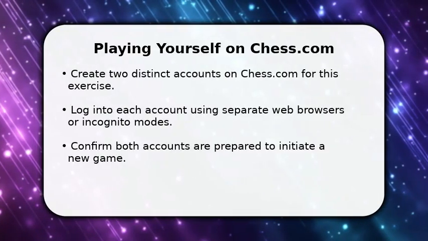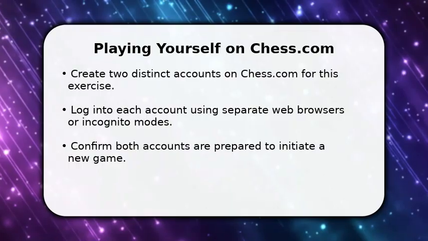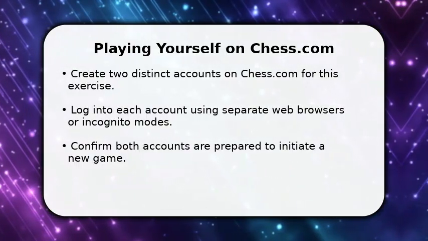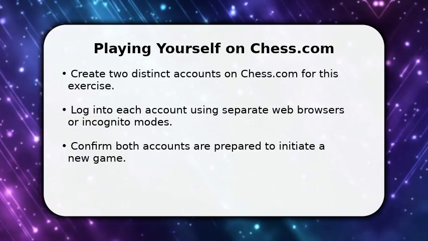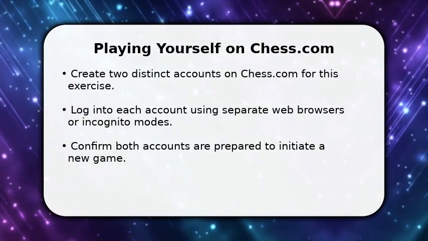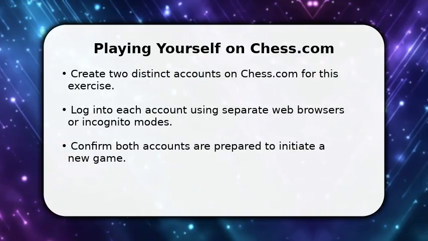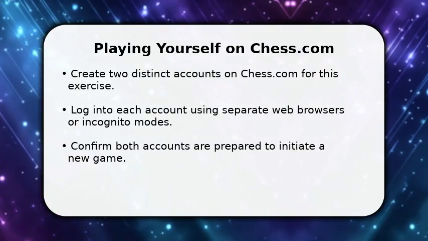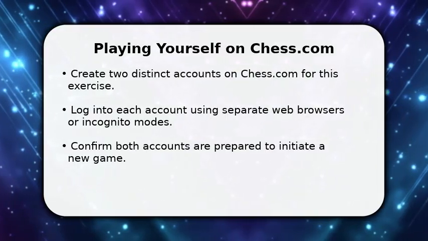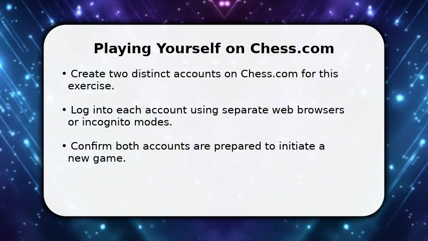In this video, I will explain how to play yourself on chess.com. To begin, you will need to set up two distinct accounts on the platform. Once your accounts are ready, log into each one using separate web browsers or private browsing windows. This setup ensures you can manage both sides of the game independently and smoothly. Make sure both accounts are prepared to start a new match.